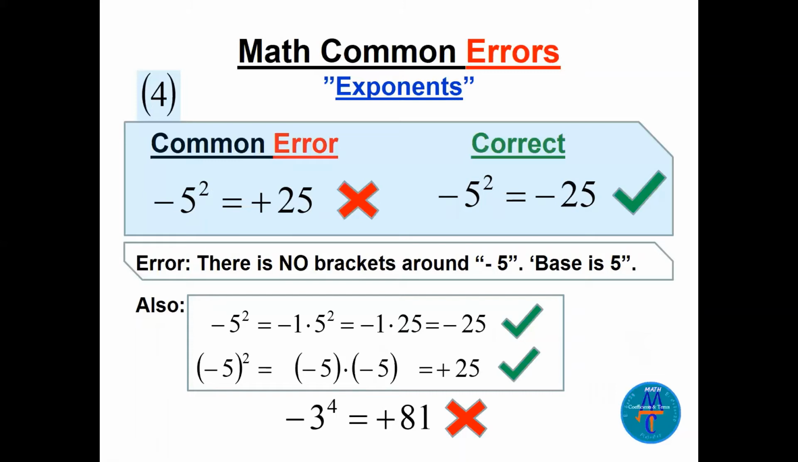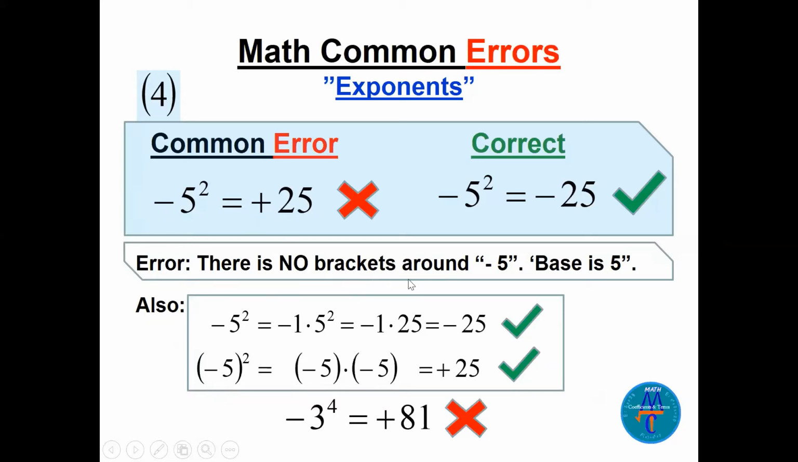Let's see number 4. So tricky. Minus 5 to the power 2. Many students or math users write plus 25. I have seen hundreds of people write plus 25, completely wrong. And somebody will argue, why? Because it's wrong. Why is it wrong?